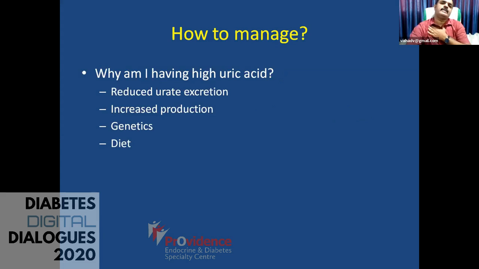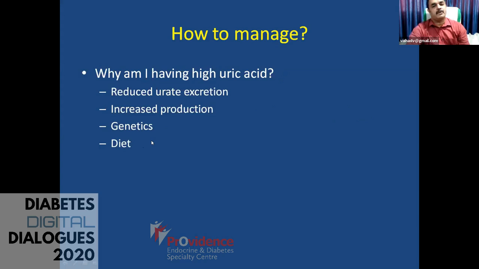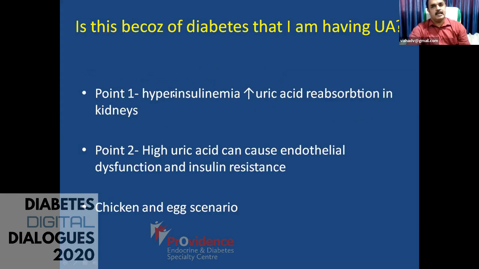The next question that the patient is going to ask is, why am I having high uric acid? If the patient is a well-informed one, we can tell them that there is a decreased excretion of uric acid from his kidney. There could be increased production in his body. Some genetic factors may be important, and diet would be an important cause for high uric acid.